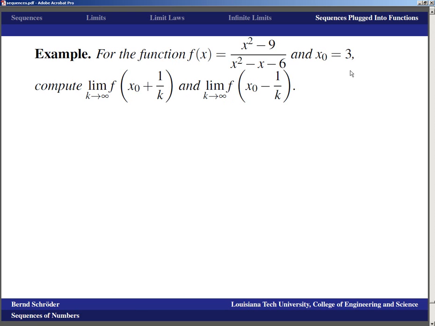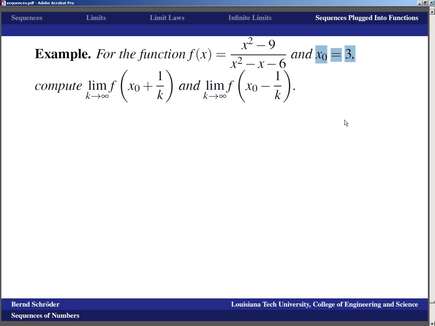Now what you notice here is that x0 equals 3 is actually a forbidden point, because if you plug in 3, you get 9 in the denominator minus 3 minus 6, which is 0, and we cannot divide by 0. If you've seen limits of functions before, then you realize, yes, this is essentially a limit computation, and it makes sense because the numerator is also 0.